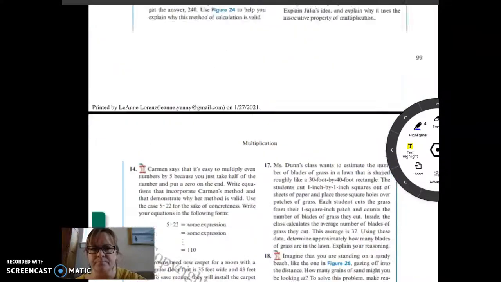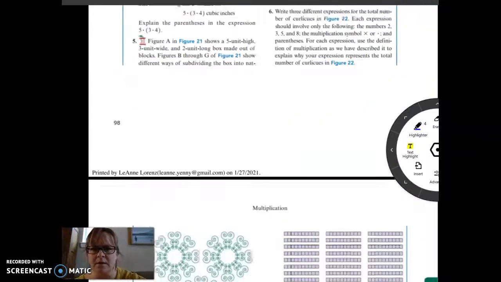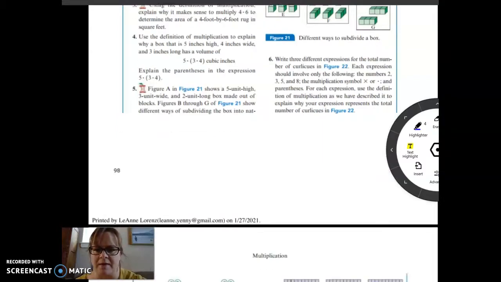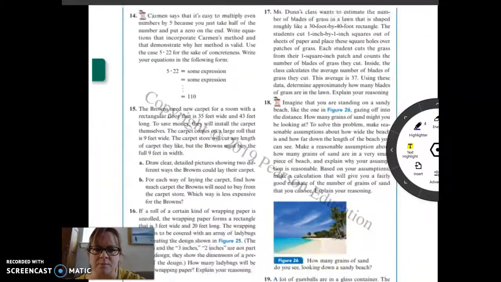All right, then in number 4, you had to use the definition of multiplication to explain why a box that is 5 inches high, 4 inches wide, and 3 inches long has a volume of 5 times the quantity 3 times 4, and then explain the parentheses. So this is a great problem, I think, because it really gets you thinking about how multiplication works in our standard method for finding the volume of a rectangular prism.